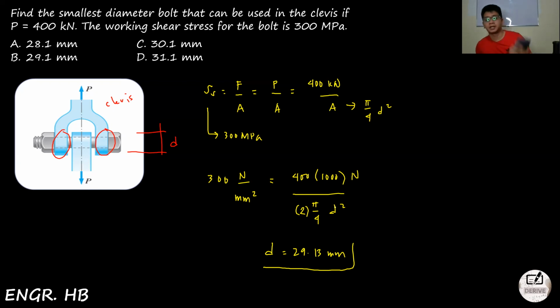So kapag kinonsider mo siya as a single shear, walang naman sa choices. Siyempre, obviously, kita naman sa clevis, dalawa ang sumasalo ng force. So it is considered a double shear problem. So our final answer is 29.13 mm. So ang A is 28.1, ang B is 29.1. So the answer is B again. Okay.